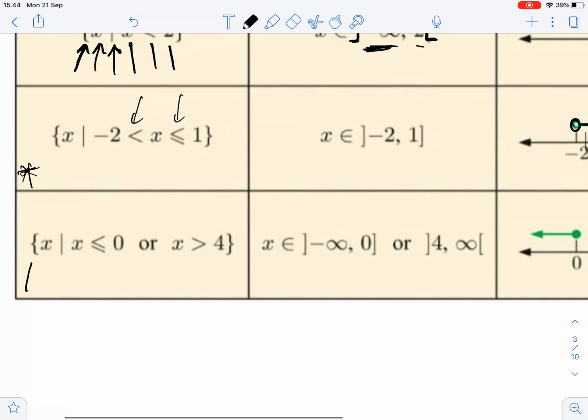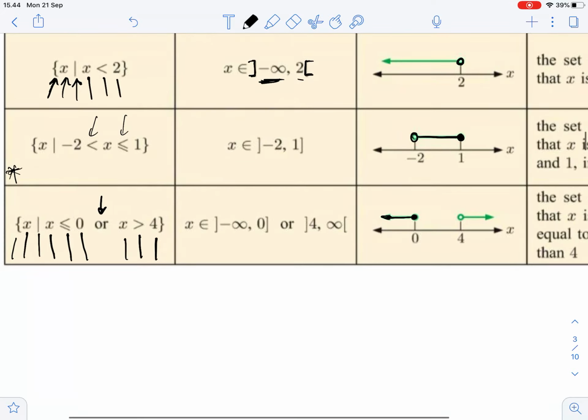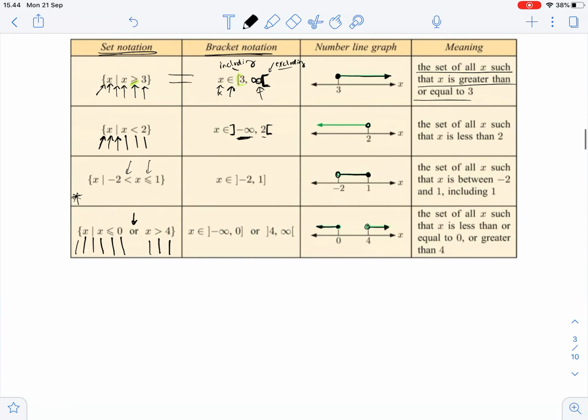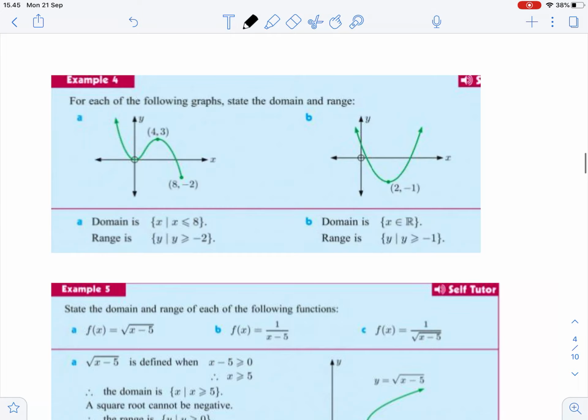Last example here is if I have the set of x such that x is less than or equal to 0, or x is greater than 4. What would that look like? Well, it can be x less than or equal to 0, and it can be x greater than 4. So you should be familiar with all of this notation: words, number line graph, bracket notation, and set notation. All right, let's look at these graphs here.